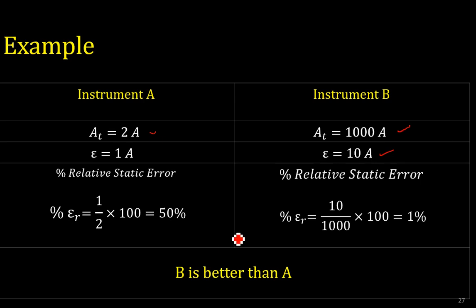So this simply means that if you are going to measure some quantity with instrument B, you are expecting an error in the range of 1%. But if you are going to use instrument A to measure some quantity within the range 0 to 2 amperes, you are expecting a higher relative static error. So you can conclude that B is better than A. Instrument B is better than instrument A.